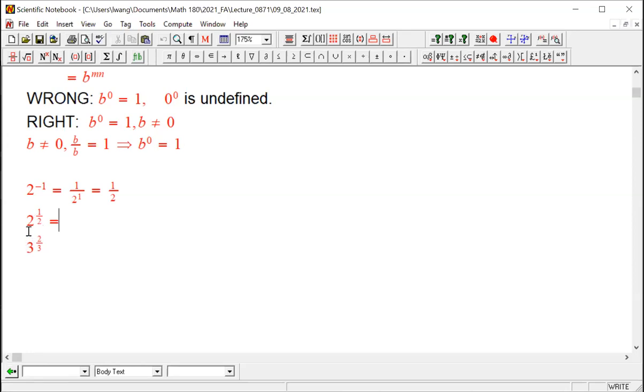So the power can be fractions. 2 to the power half will be what? The base is still 2. The 2 goes here, and the power is a fraction. In this fraction, there's a numerator and a denominator. The numerator is going to go here. The denominator 2 is going to go here. But because this is the square root by default, we just write it as square root of 2. Now, how about 3 to the power 2/3?